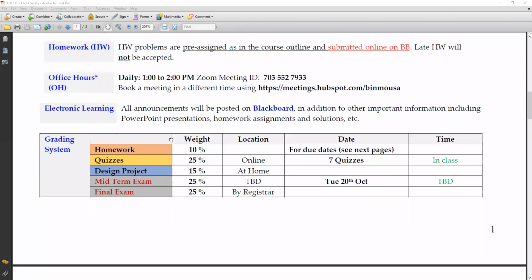Now let's talk about the very important thing for everyone, the grade system. Okay, so we will have homework 10%. The due dates are shown down here. I will show them to you. Homework is in orange over here. In yellow, we'll have the quizzes, 25% for quizzes. We'll have 7 quizzes, all of them in class. We'll have a design project, 15%, done at home. You have a midterm 25%, and you have a final exam 25%.